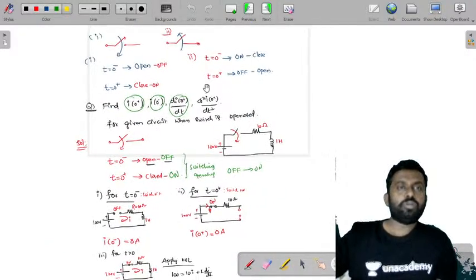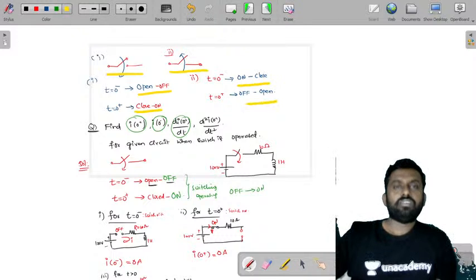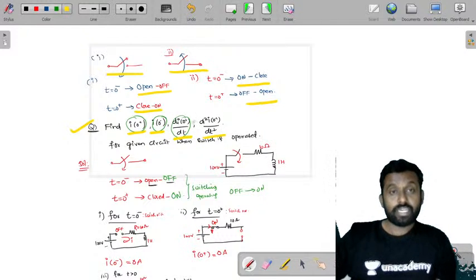Then I told you about the switch operation like this. How will a switch be? It is open or off, and when it is closed it is on, and you have to take care of the direction of the switch. Then we have taken some problems to find I of 0 plus, I of 0 minus, d of 0 minus, a of 0, d square I of 0 plus by dt square, and di of 0 plus by dt.